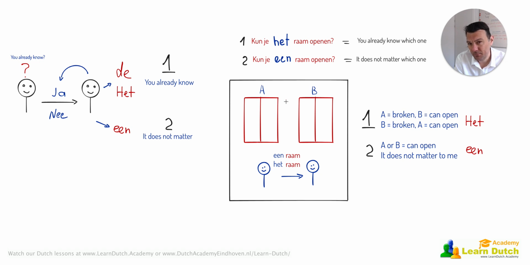But there is another option. There are 2 windows and both can open. You can say, Philip, kun je een raam openen? What does it mean? It means it doesn't matter which one. It doesn't matter to you. So, een means that I can choose this one, window A, or this one, window B. It doesn't matter to you. Een raam, a window, any window available in this room. Is it difficult? I don't think so.